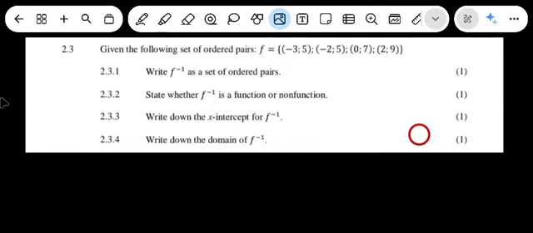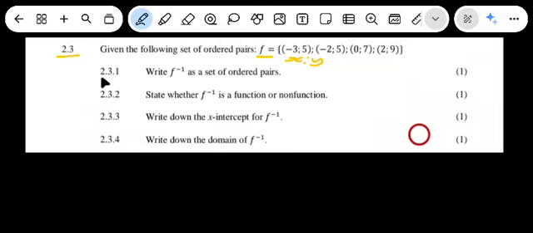We have question 2.3 here. It says, given the following set of ordered pairs of f, we have given these coordinates. As you can see, we have the x value, remember this is an x value. The other one is the y value. These are coordinates: minus 3 comma 5, minus 2 comma 5, 0 comma 7, 2 comma 9. Those are x and y coordinates.